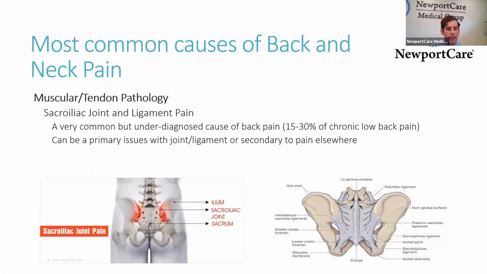So the next thing that we'll be talking about is sacroiliac joint and ligament pain. The SI joint is located at the junction between the ilium, the bone right here, and the sacrum right here. So we're talking a little bit about this area. And there are also multiple ligaments that attach in this area, which can become inflamed and very painful. It's a very common but undiagnosed cause of back pain. One study found that 15 to 30% of chronic low back pain occurs at this area. And it can either be a primary cause of pain, or it can actually be secondary to pain elsewhere, causing us to move in abnormal ways because of the pain and develop pain in this region.